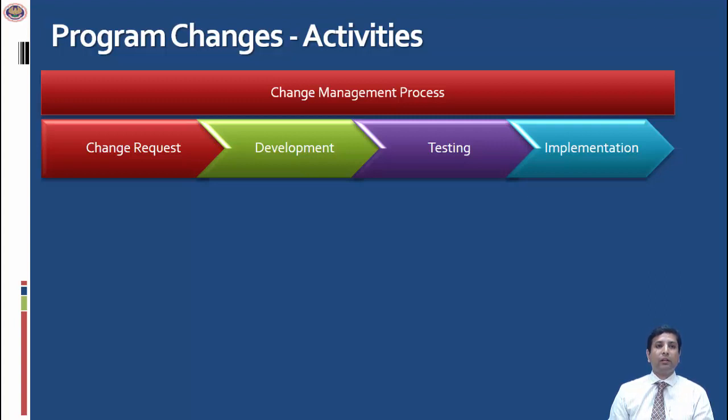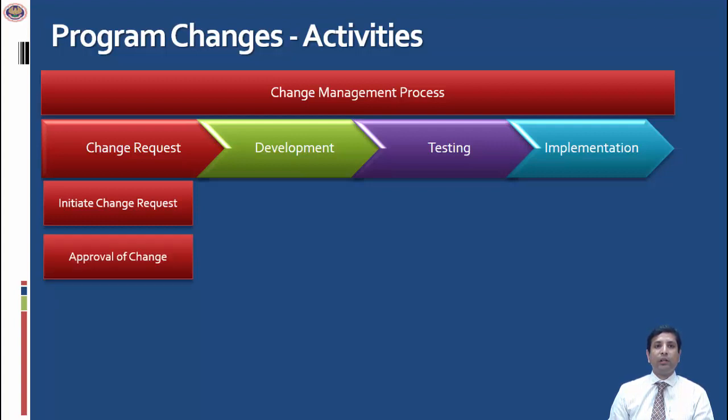Now let us look at the individual activities within each process. Whenever a new change is required, a change request is initiated. The change will be approved by a person who is a reporting manager or a business manager for that department. For example, if the stores department is requesting for a change in the ERP, the stores manager or the head of department typically approves the change.